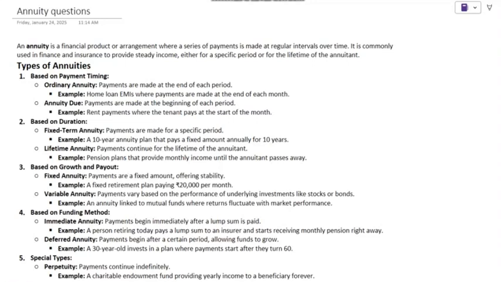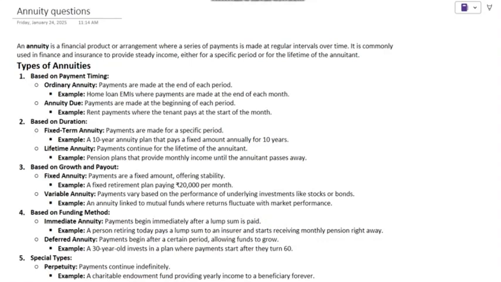For the JIV exam, we are discussing some numerical questions on ordinary annuity and annuity due, which come under types of annuity based on payment timing. In an ordinary annuity, payments are made at the end of each period, like a home loan EMI, where payments are made at the end of each month. In an annuity due, payments are made at the beginning of each period, like rent payment, where the tenant pays at the start of the month, or school fees.